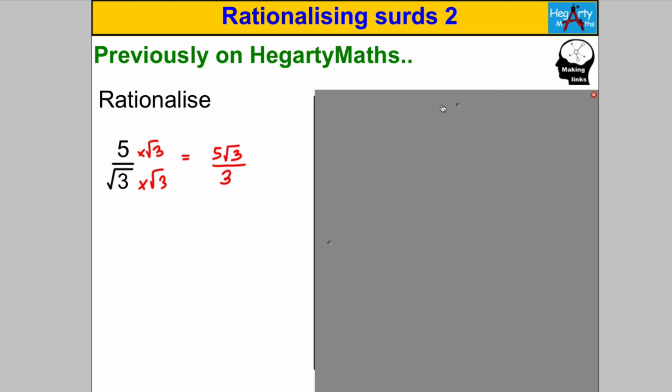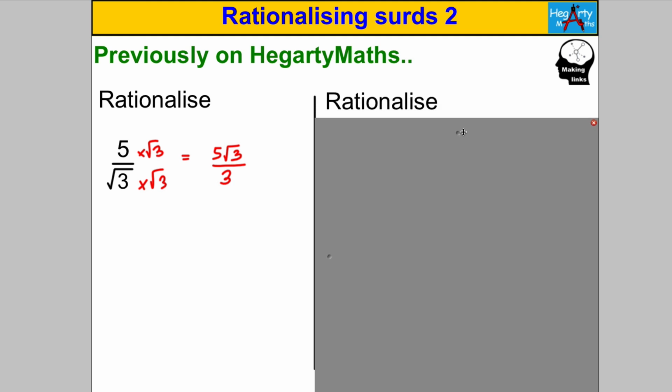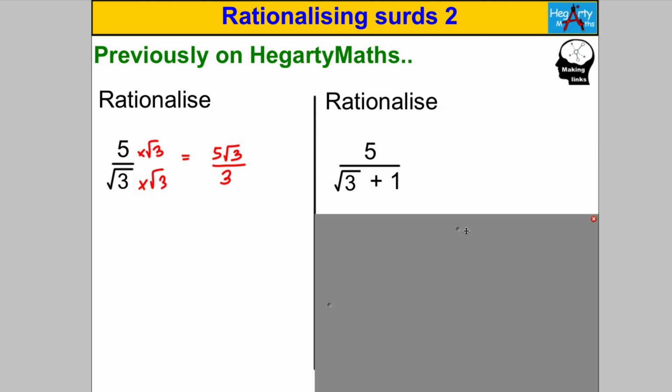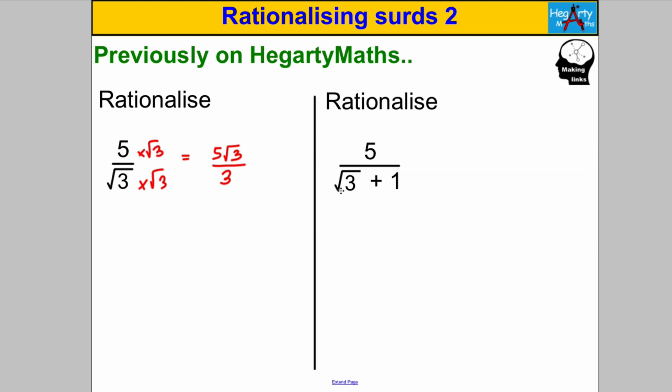And what's this video about, do you think? This video is about rationalising surds obviously, but the surd on the bottom is ever so slightly more complicated. It has a genuine surd like root 3, but it's got a number added to it, or a number taken away from it. It's some sort of addition or subtraction on the denominator. What would we multiply the denominator by to make that a nice whole number? Well, hopefully you can see I would multiply it by its, that's right, conjugate, root 3 subtract 1.